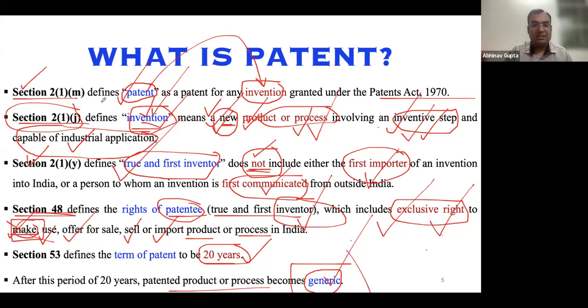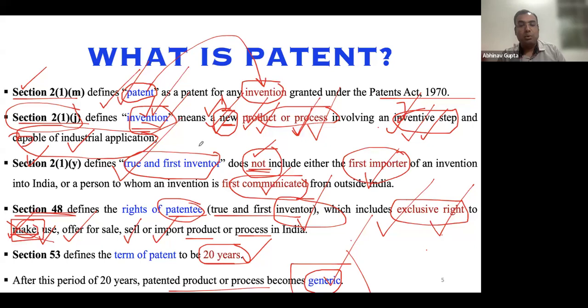So very quickly, what have we understood? What is a patent? A patent is nothing but an invention. What is an invention? An invention is nothing but a product or a process. Now, does every product and process become an invention? The answer is no. Every product and process which shows one, novelty, second, inventive step, and third, capable of industrial use. If you fulfill these three criteria, then such a product and process will be an invention.